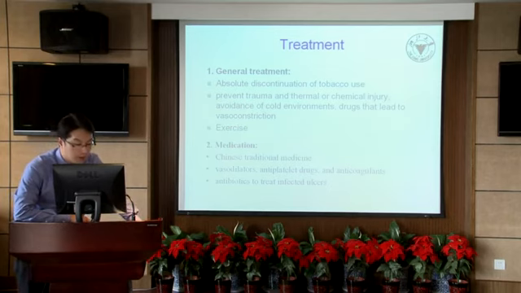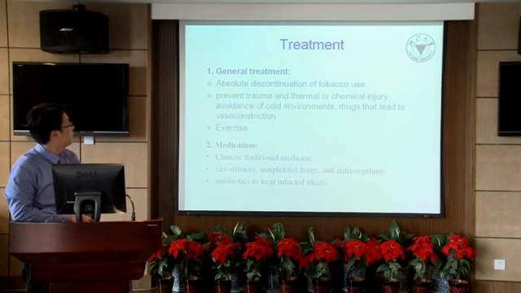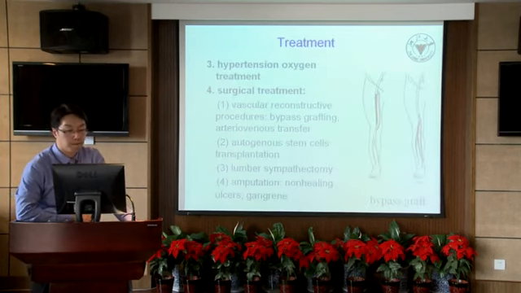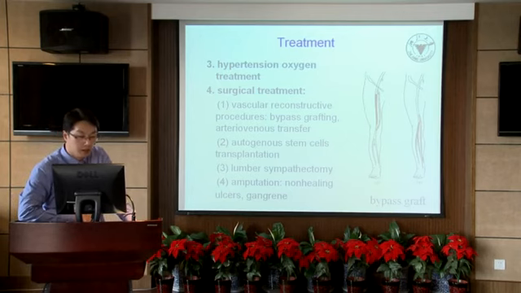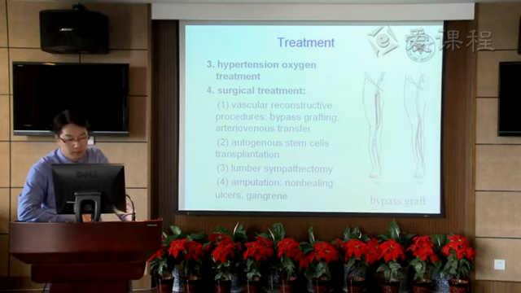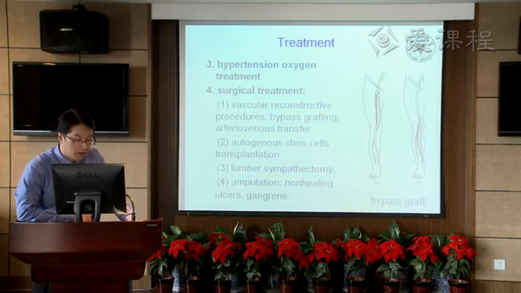The second is vasodilators, antiplatelet drugs, and anticoagulants. Third is antibiotics to treat infected ulcers. The third treatment is hyperbaric oxygen treatment. The fourth is surgical treatment, including first vascular reconstructive procedure, bypass grafting or arterial venous transport. The second, a more advanced method, is autogenous stem cell transplantation. The third is lumbar sympathectomy. The fourth is amputation for non-healing ulcers and gangrene.